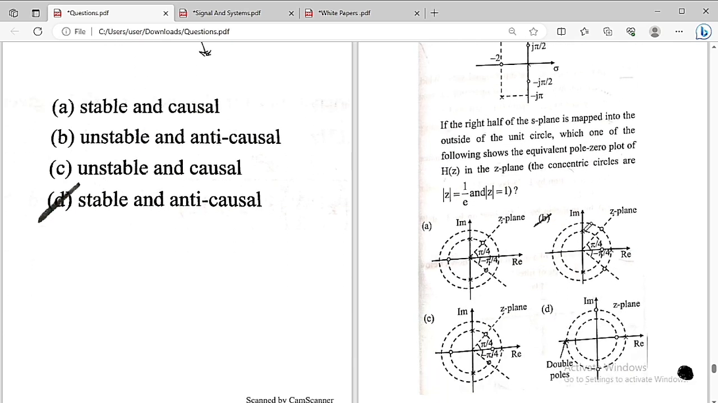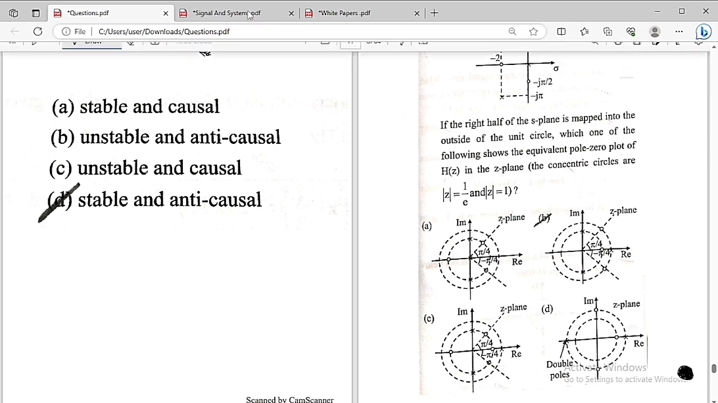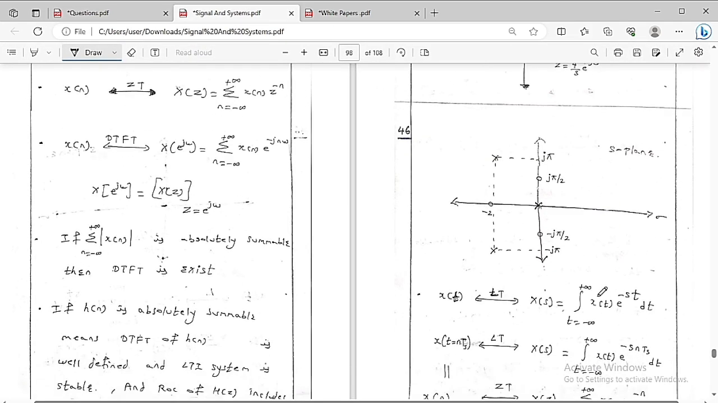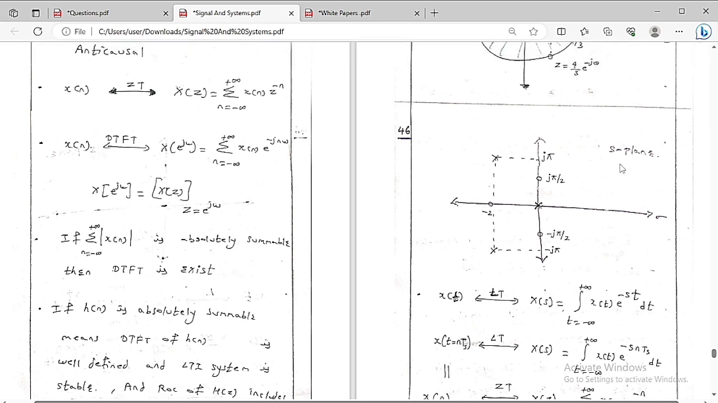So for the 4 options, option B is the correct solution of this question. And also I mentioned that these concentric circles, the inner circle has a radius of 1 by e and the outer circle has a radius of... So option B is the correct solution of this question. So let's solve this numerical. We can see clearly in the S-plane, I want to do this after h(t).